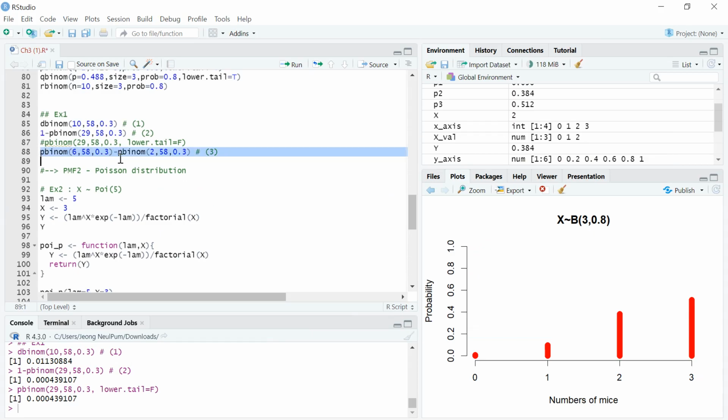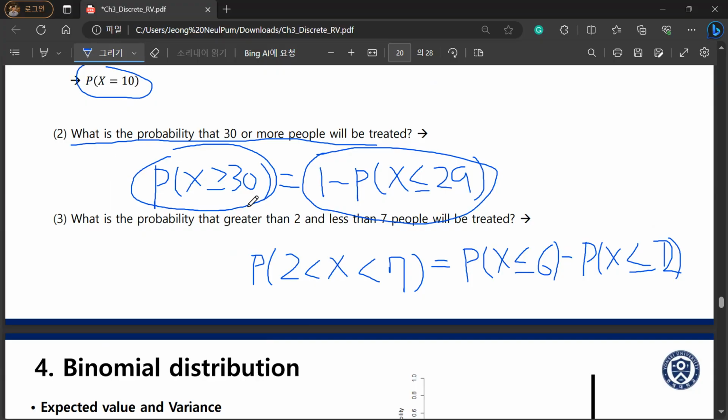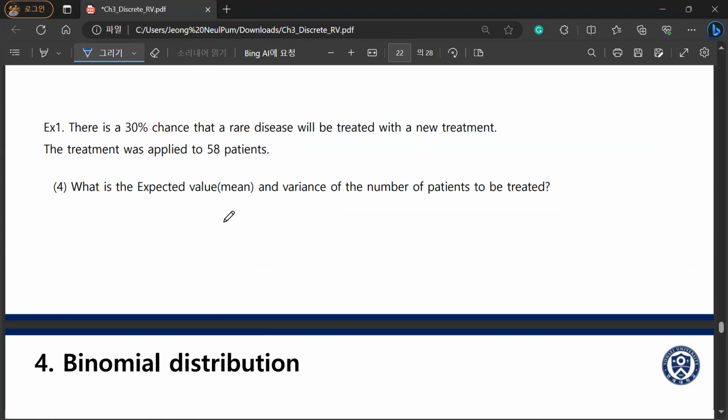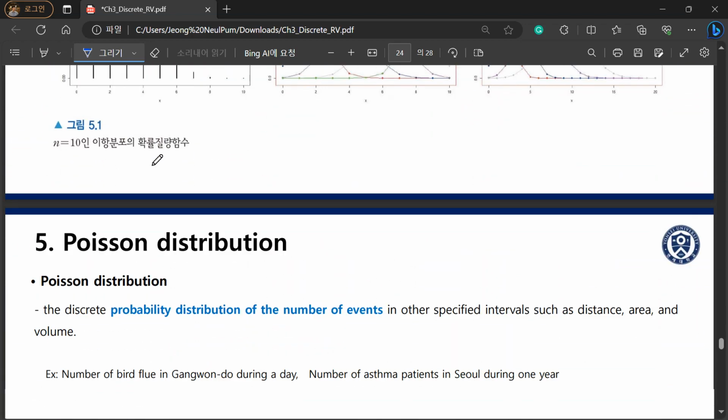So it is the same as using the result from the p-binom function here, which is this result. So we solved all the problems here, and that's it for the binomial distribution.